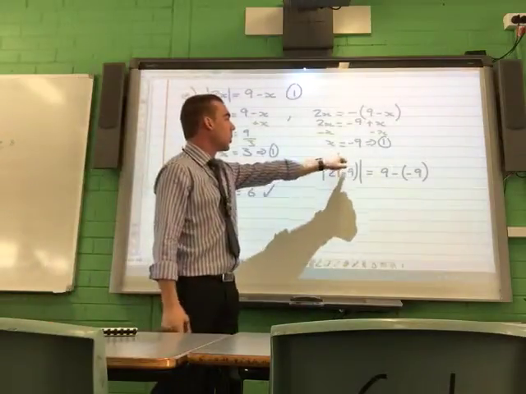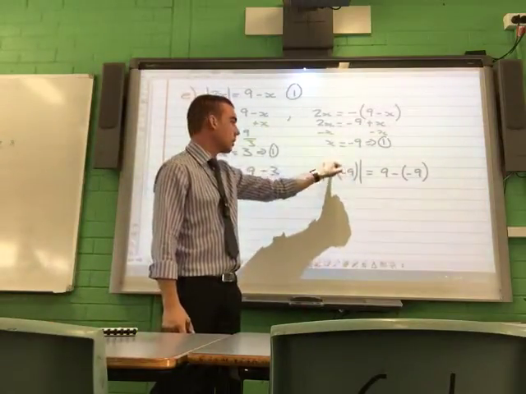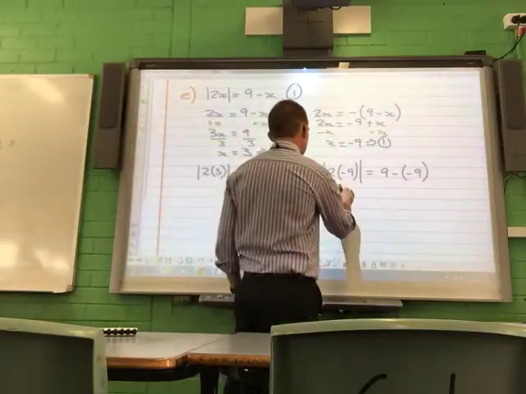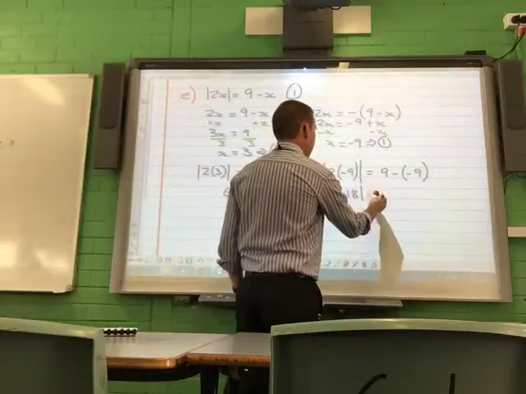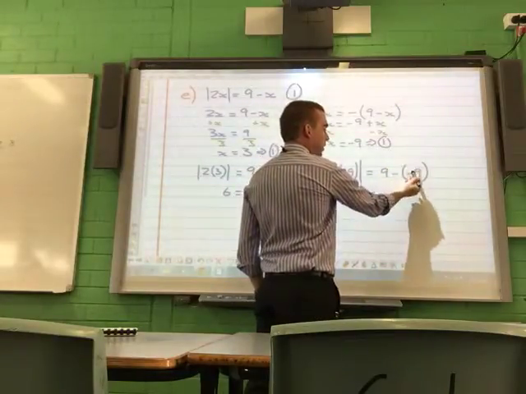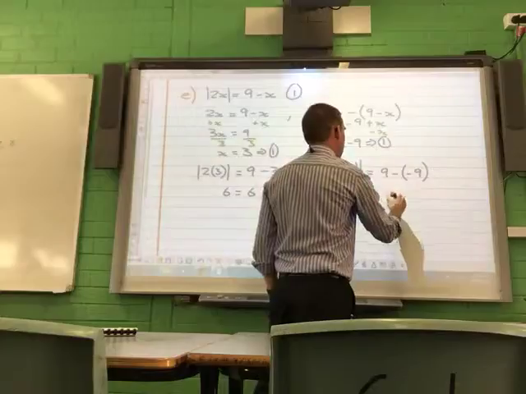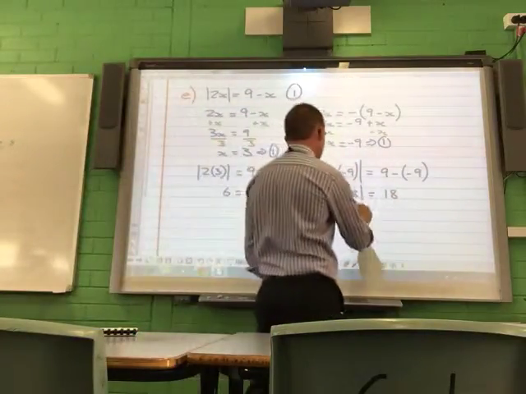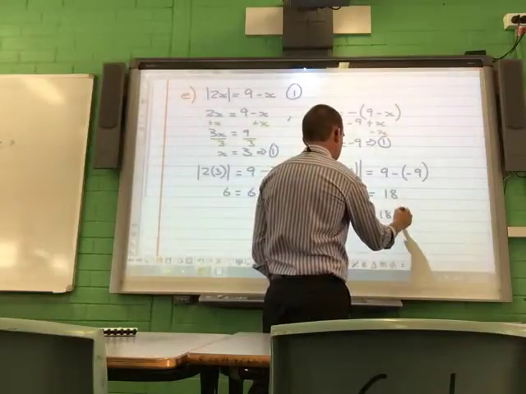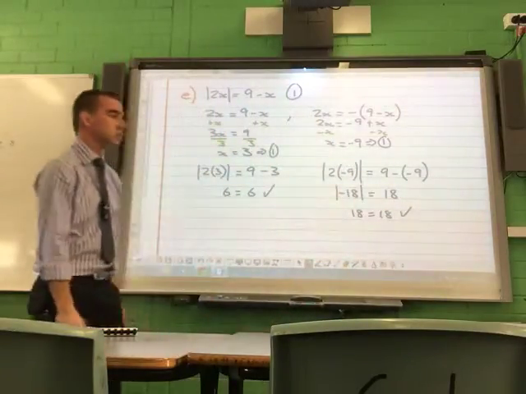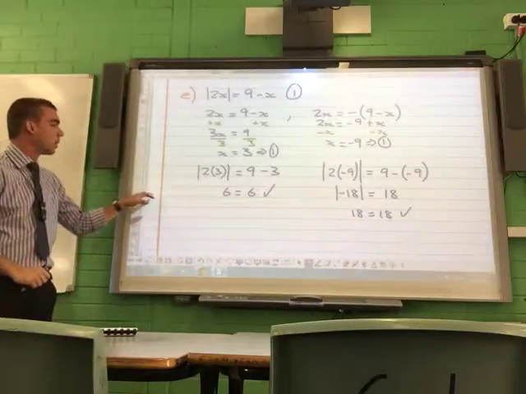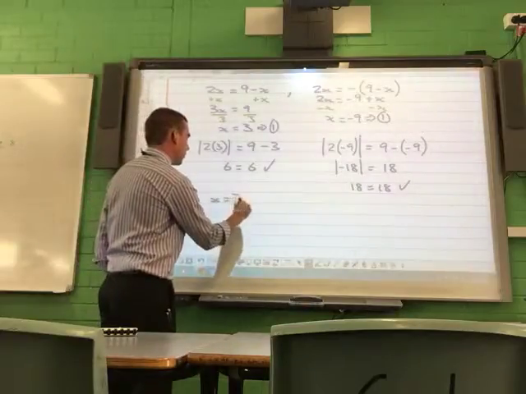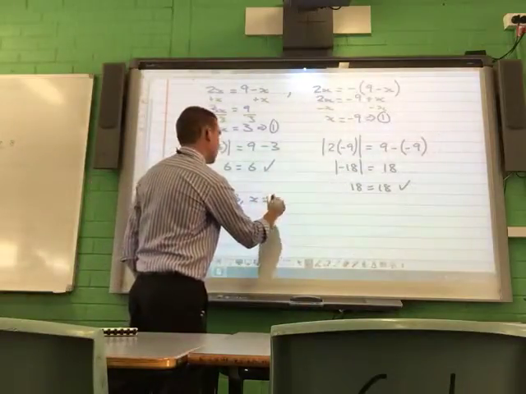So that, 2 times minus 9, so positive times the negative gives us a negative. 2 times 9 gives us 18. So the absolute value of negative 18. 2 negatives here make a positive. So 9 plus 9, which is 18. Okay? So 18 equals 18. Right? So that particular solution does work. Right, let's conclude. Therefore, x must be 3, and it can also equal negative 9.